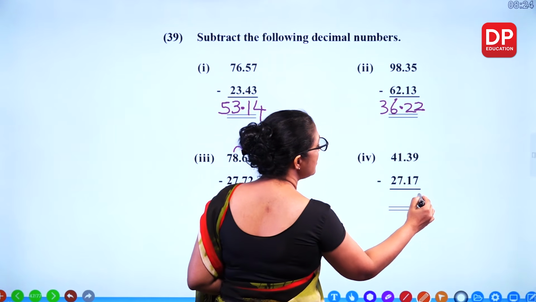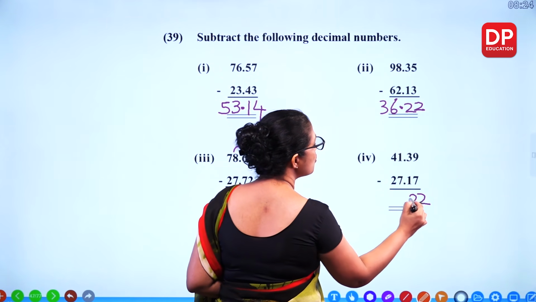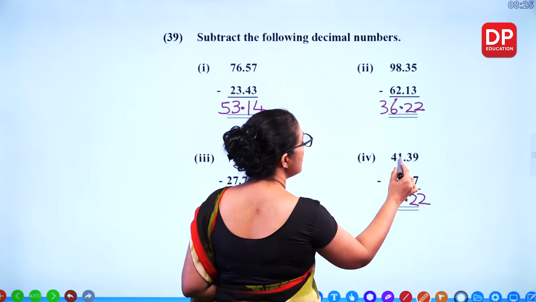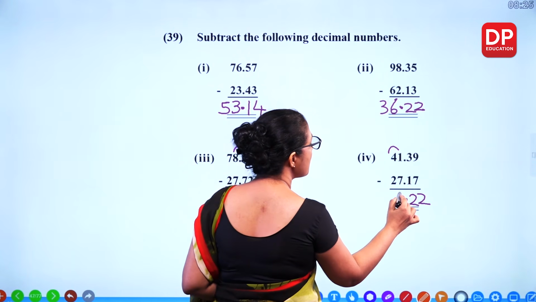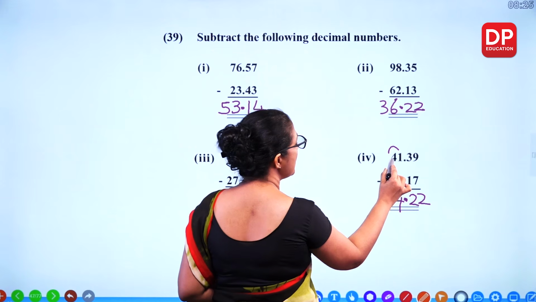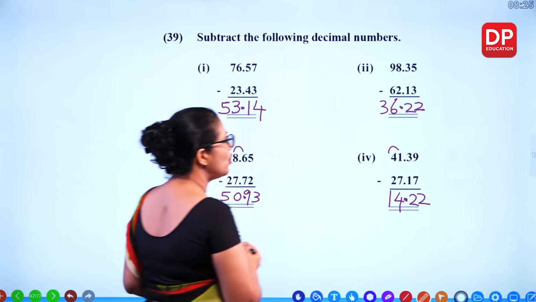9 minus 7, 2. 3 minus 1, 2. Then put the decimal point. You can't subtract 7 from 1, take 1. 11 minus 7 is 4. This becomes 3. 3 minus 2, you get 1.